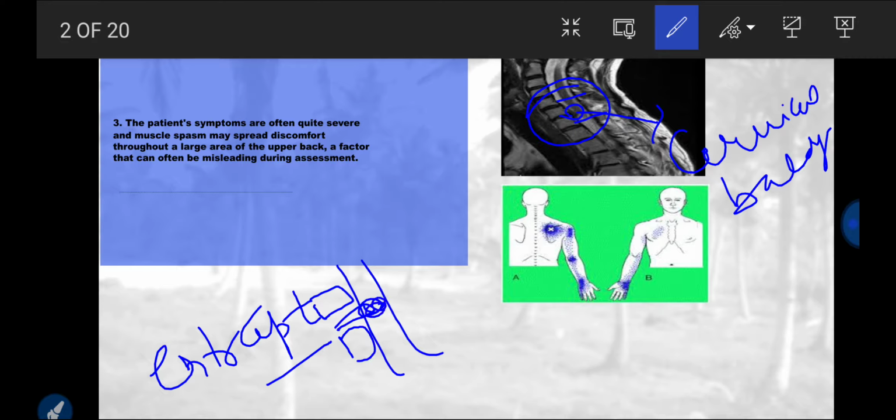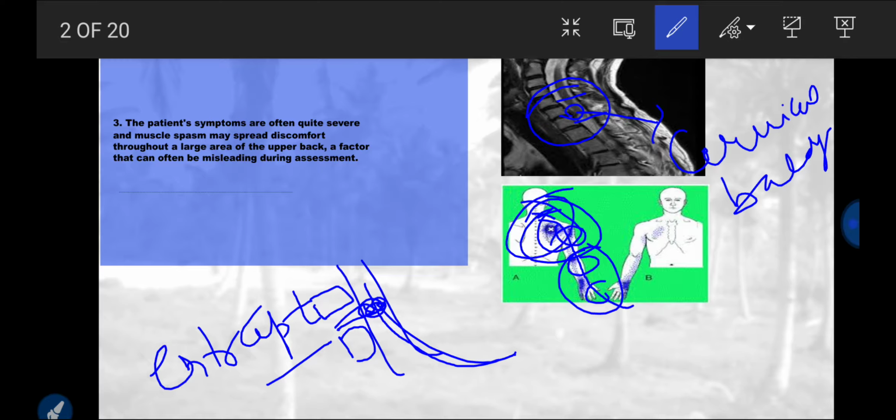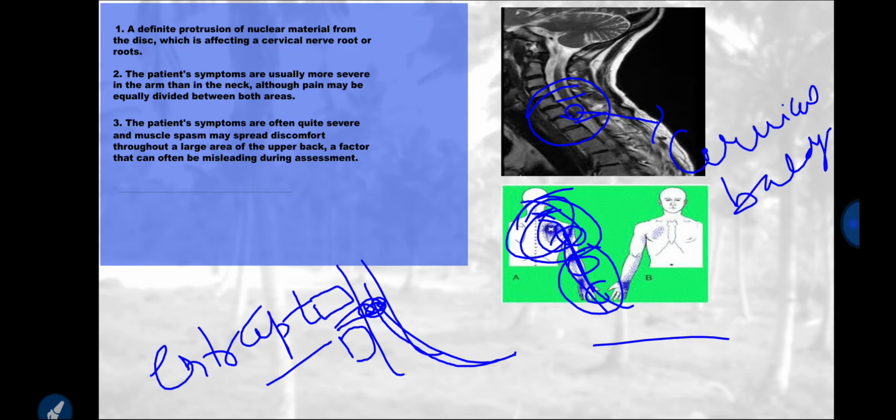So it entraps this, and pain radiates from the cervical region to the shoulder, elbow, and to the hand. The patient's symptoms are often quite severe, and muscle spasm may spread discomfort through a large area of the upper back. Upper back, this area and this area, so upper back area and full hand area. This may spread the pain.